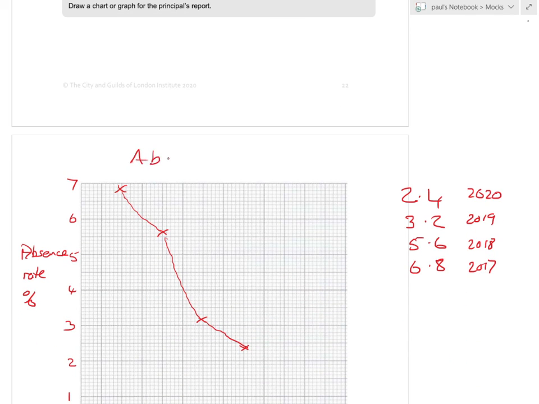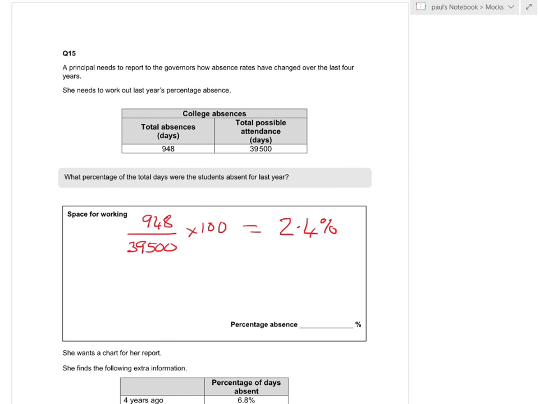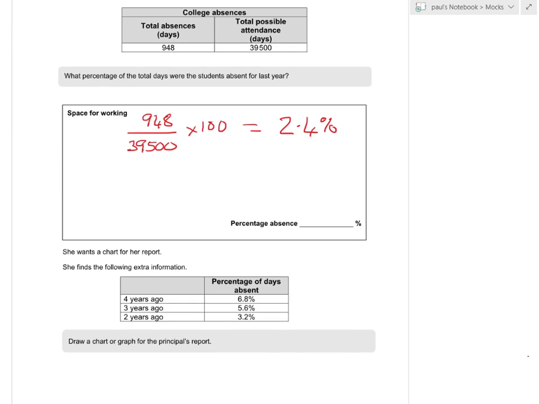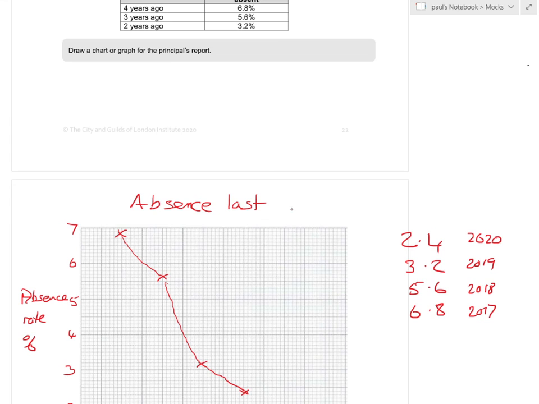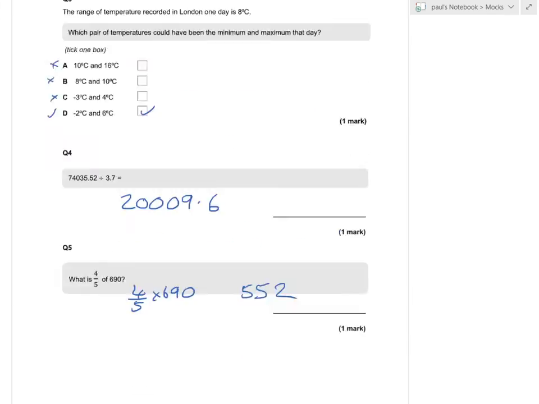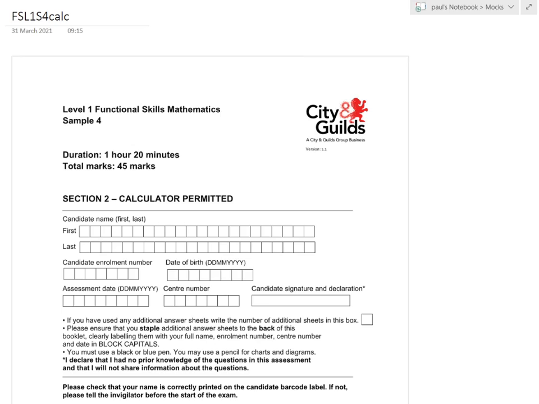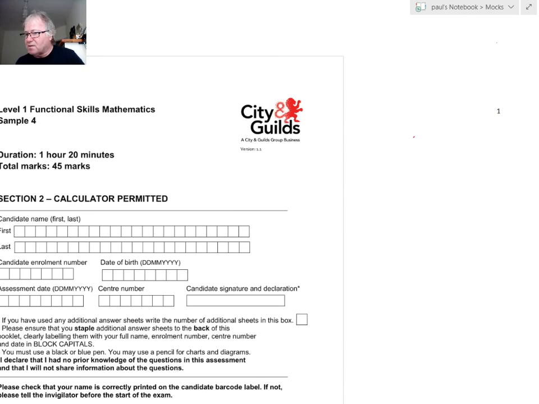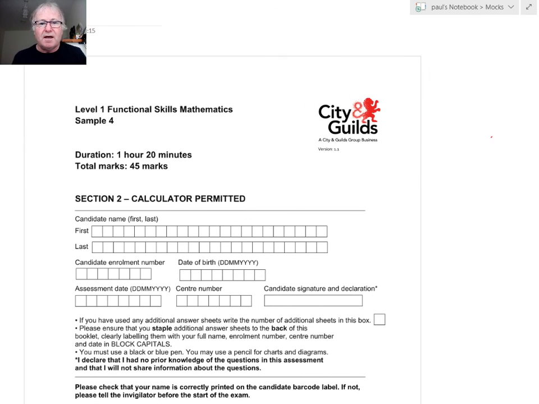So absence. Is it an S or a C? I don't know. Let's have a look. Absence is C, isn't it? Absence last 4 years. And because we got a bit of square paper, go back to the beginning and say, well, there you go. That was all right, not too bad.